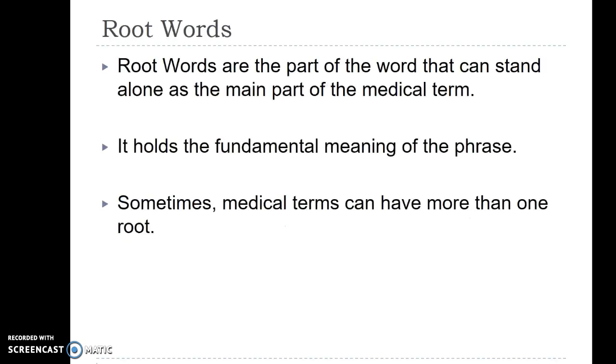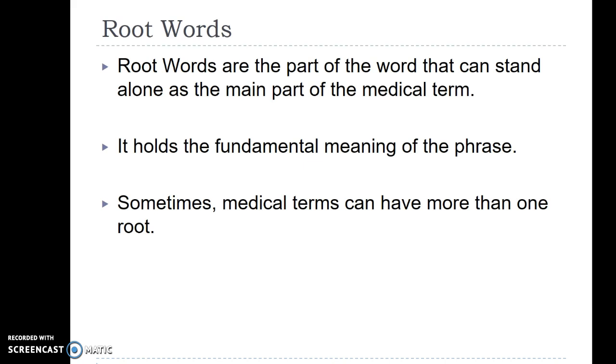So root words, it's part of the word. It's not the prefix, the letters before, or the suffix, the letters after. It's the main part of the word, and a lot of times it can stand alone. Cardio is a good example. That means heart. Heme means blood. So it can be standalone or be used with prefixes and suffixes. And it's the fundamental meaning, so it's the main thing we're looking at.